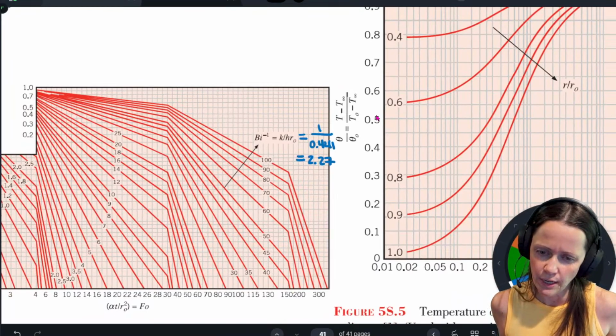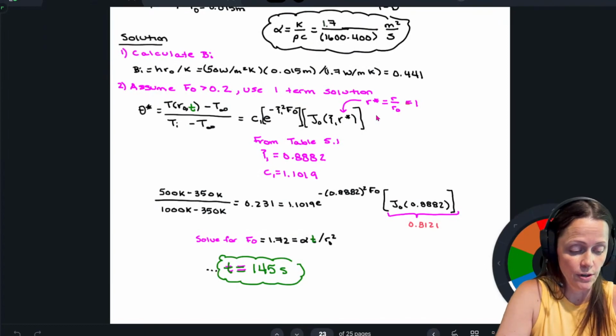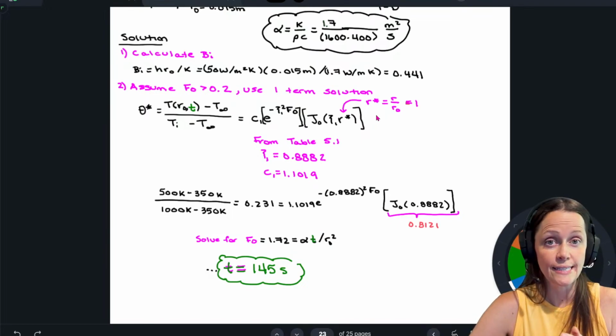Is it R naught in the last equation? Let's see. Yes, it's R naught right here. That's an R naught because that's the characteristic length.